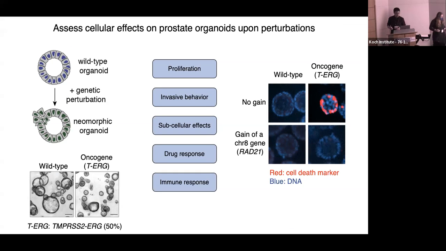Okay. We identified some aneuploidy-associated genes. One of them is the RAD21 gene, where gain of a copy can alleviate some of the cell death effects caused by the oncogene expression in the organoids, which in this way promotes the fitness and the growth of the organoids.